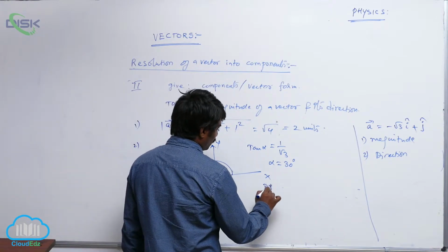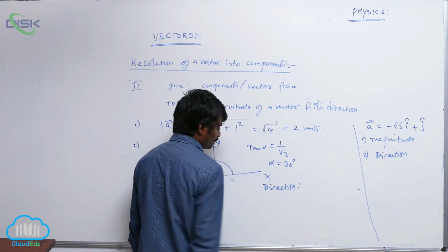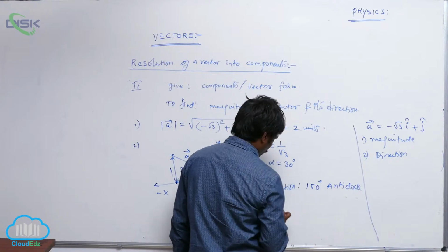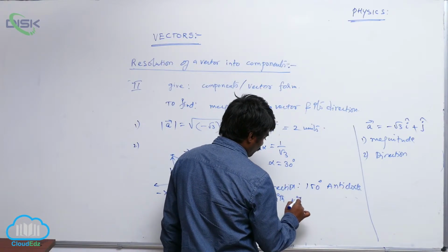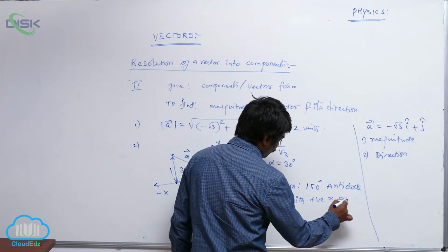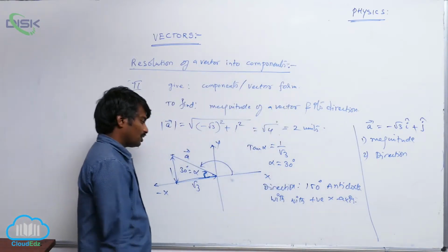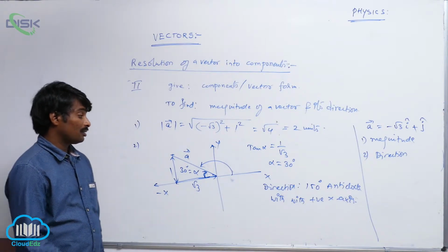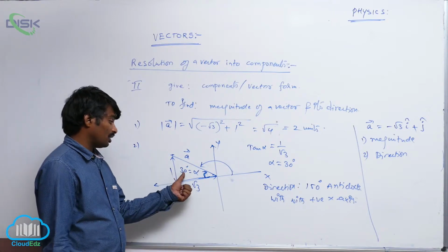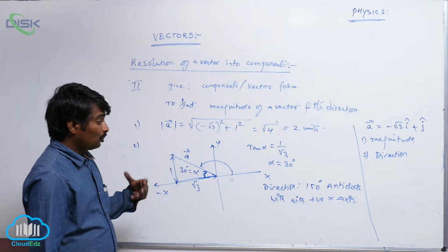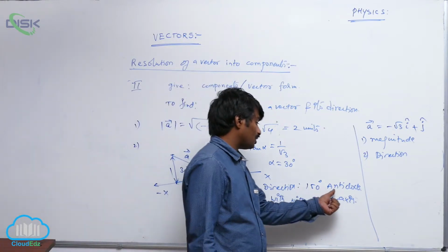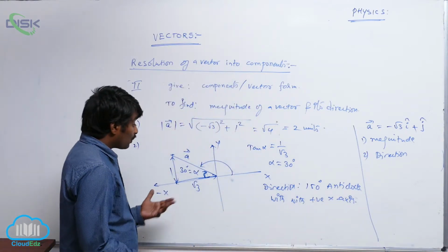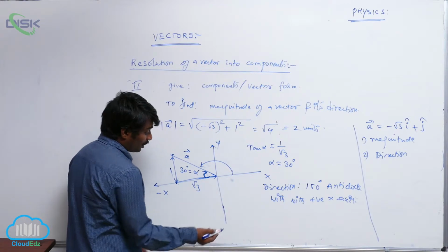So as far as the direction is concerned, 150 degrees anti-clockwise with positive x-axis. And in options, sometimes you don't find this 30 degrees clockwise with the negative x-axis, you don't find 150 degrees anti-clockwise with positive x-axis, you can find this clockwise angle with the negative y-axis.